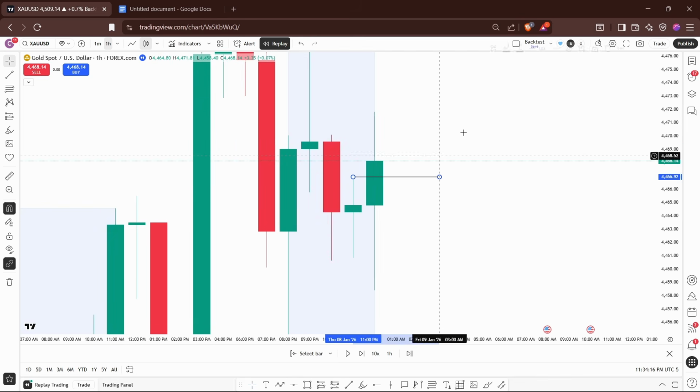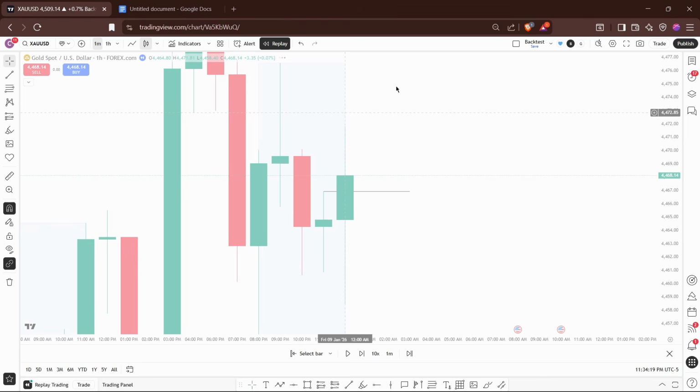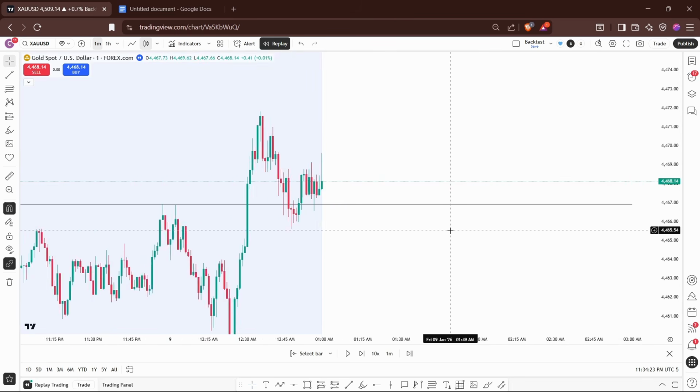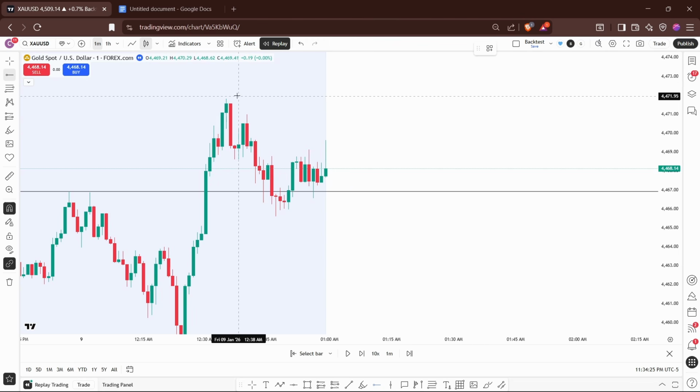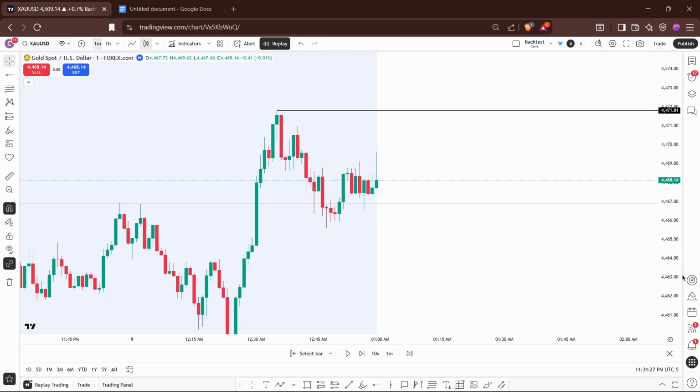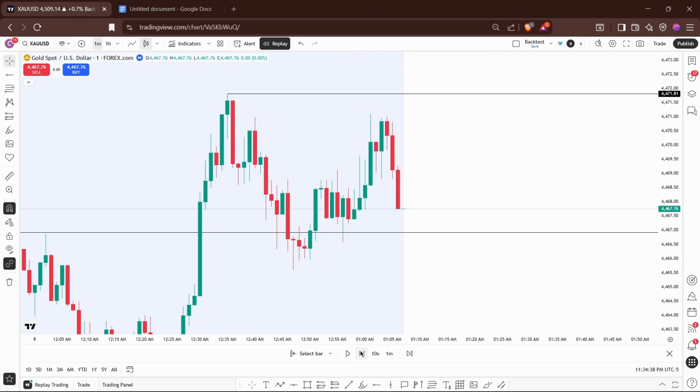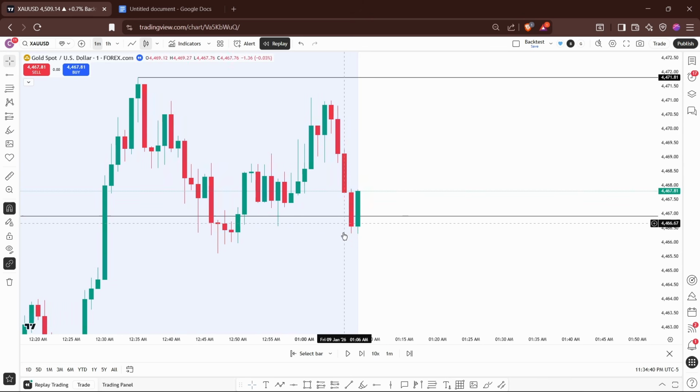We will look on the 1 minute time frame. Let's go to the 1 minute time frame. On the 1 minute time frame, we will look for the market to reach our level. This is the high from where the market is retracing to our POI. Let's wait for the market to touch our POI first. Yeah, it touched our POI.